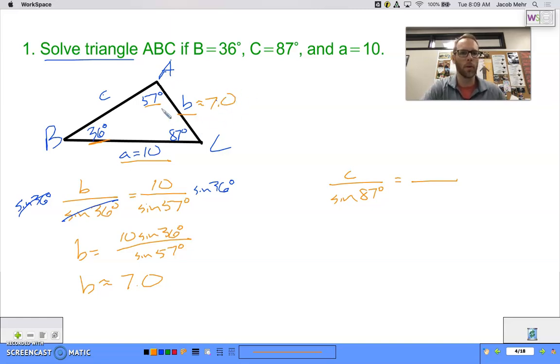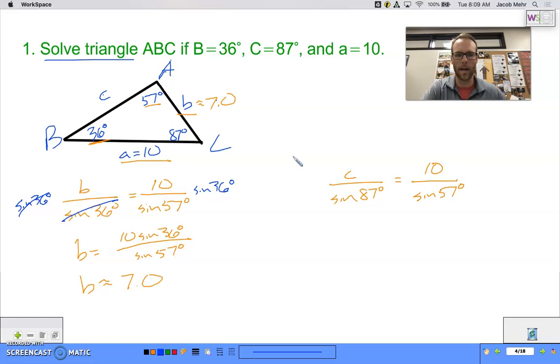However, the 7.0 is rounded. I don't want to use a rounded side length to do more calculation. I could use the exact length, but that gets messy. Using the side length of exactly 10 is going to be much easier. So we're going to do A, which is 10, over the sine of angle A, which is the sine of 57 degrees. And there we go.